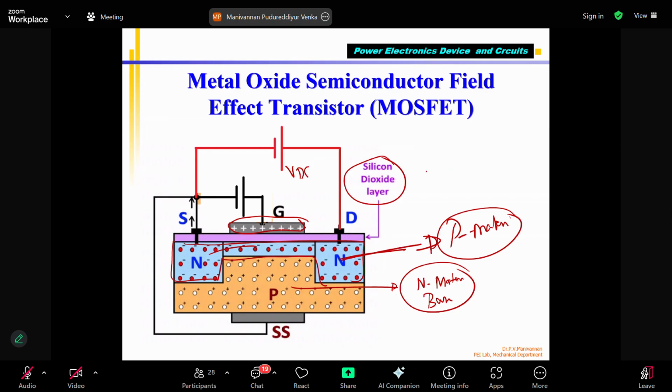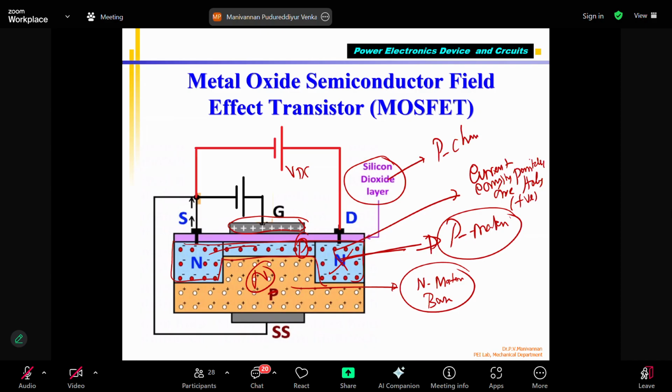What is the difference? The current carrying particles are holes, which are nothing but positive charges. Correct? P-type material has positive charges. Here, instead of this, we have P-type material, and this will be N-type material. Then it is called a P-channel MOSFET. So that is the only difference. Otherwise, functionally, N-channel and P-channel work the same.